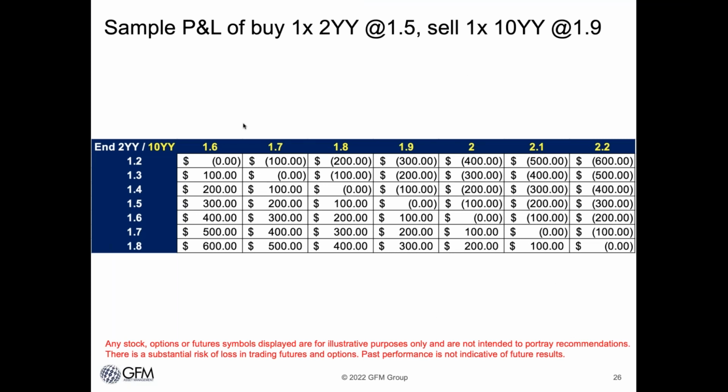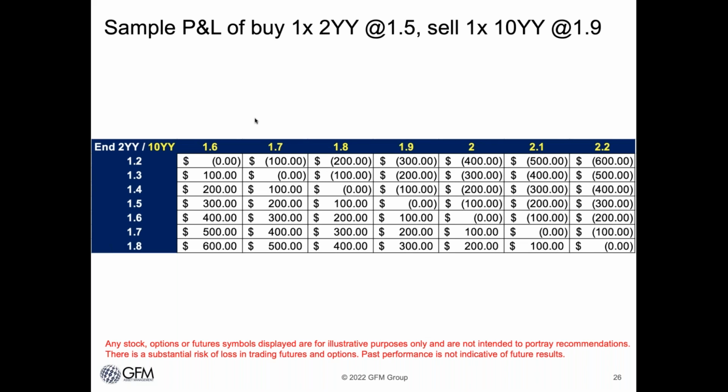As promised, here is the table to give you an example of what would your P&L be if you bought one 2-year yield futures contract at 1.5 and sold one 10-year at 1.9. Again, you can see I made up these numbers a little while ago when the yields were lower, but if you were to do those, this table shows you how much you would make or lose depending on what the 2-year and the 10-year were at the end of the period.